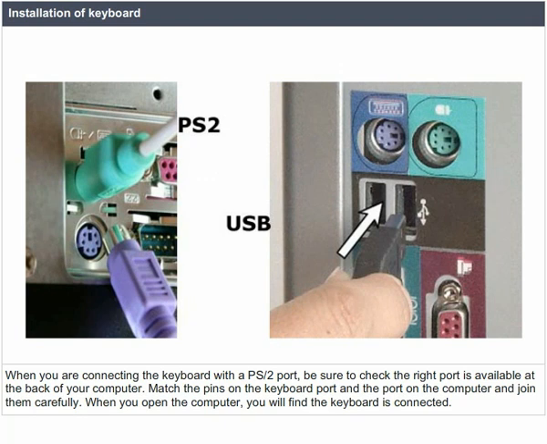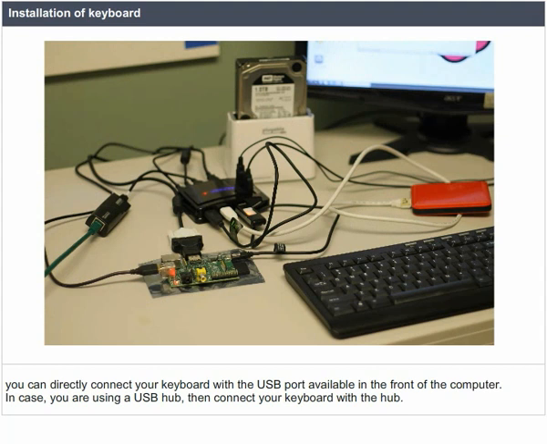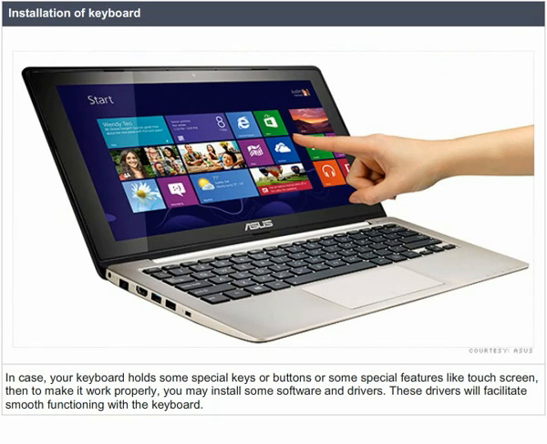You can directly connect your keyboard with a USB port available in the front of the computer. In case you're using a USB hub, then connect your keyboard with the hub. In case your keyboard holds some special keys or buttons or some special features like touchscreen, then to make it work properly, you may install some software and drivers. These drivers will facilitate smooth functioning of the keyboard.